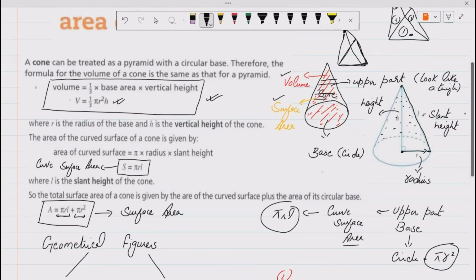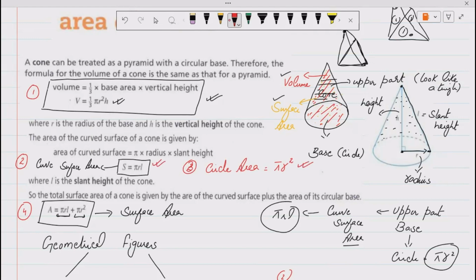Number one, this is the first formula, the volume of a cone, right? The second formula is the surface area of the curved part. The third formula is the surface area of the circle. Circle area we already know, which is pi r square. And the fourth formula is the whole surface area, which is the sum of 2 and 3. So pi rl plus pi r square.